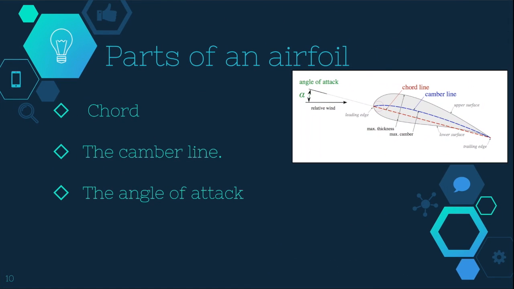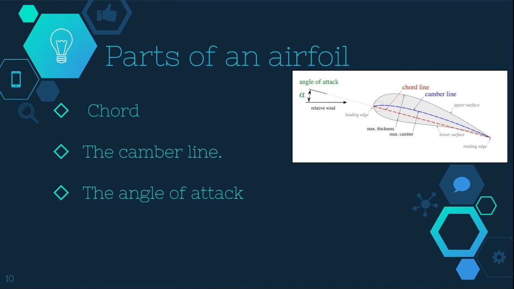So now we talk about the parts of an airfoil. The first part of an airfoil is called the chord. This is a line from the leading edge, which is the front of the wing, to the trailing edge, which is the very back end of the wing. There's another aspect of the geometry of the wing, which is called the camber line. According to Nakamura, one of our sources, this is the point halfway between the chord and upper wing surfaces.